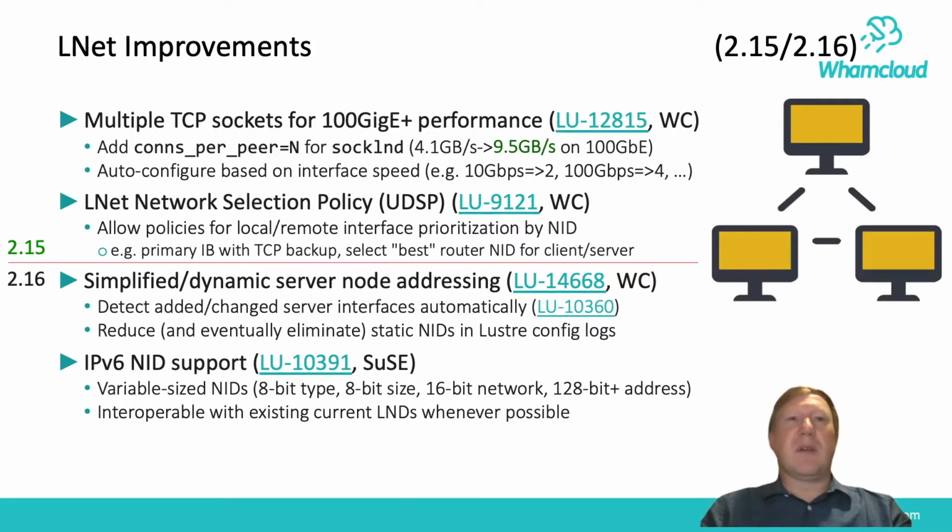2.17, starting off with LNet, there's a number of improvements in this area above and beyond the normal bug fixing. One of the important ones for many users is optimization for TCP sockets so that it will better leverage the ability of multiple cores in a client and server to use high bandwidth connections. Conns per peer has been present for o2ib LND for some time, mostly to work with OPA networks. But on socklnd, we also need to leverage multiple cores and multiple connections in order to get the maximum bandwidth.